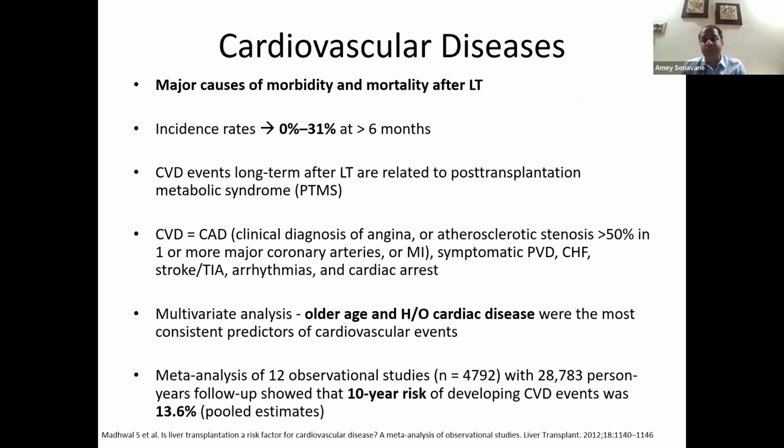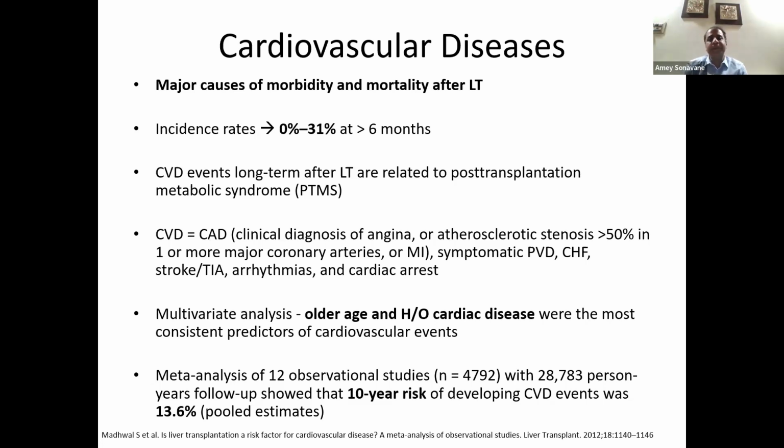The next major problem that we see post-transplant is cardiovascular disease, and this is the most important cause of morbidity and mortality after liver transplant. Incidence is around 0 to 31% after 6 months of transplant, and we all have seen that the cardiovascular events long-term after transplant are related to the metabolic syndrome. Now, when I say cardiovascular disease, it includes many problems. The most important is coronary artery disease. It can also include peripheral vascular disease, congestive heart failure, strokes, arrhythmias, and myocardial infarction or cardiac arrest.